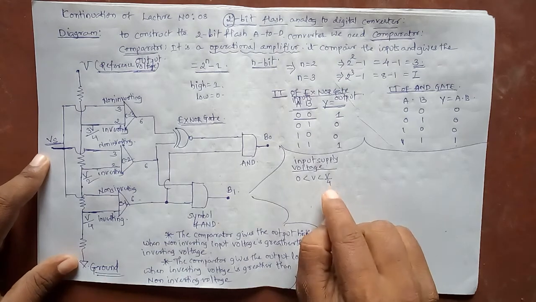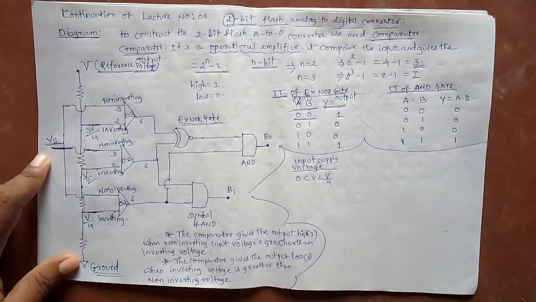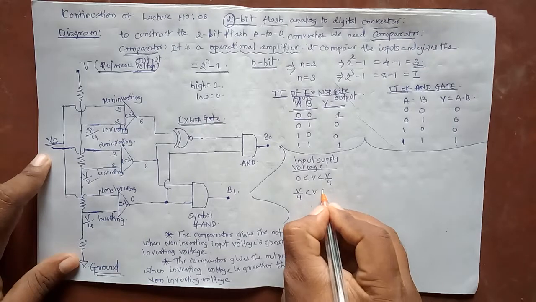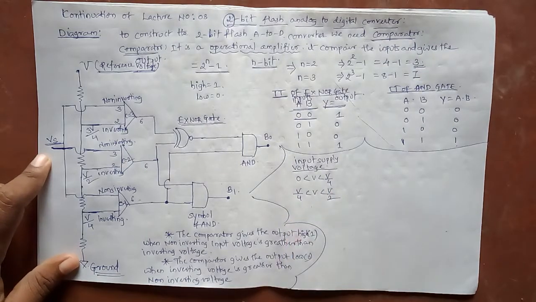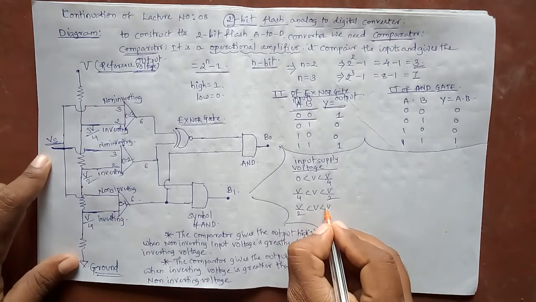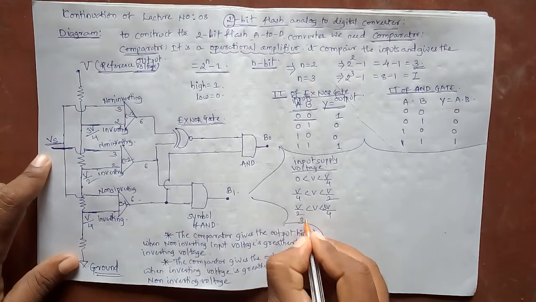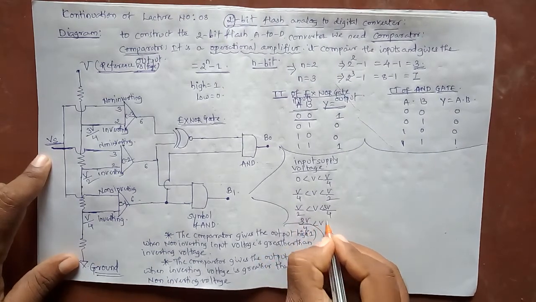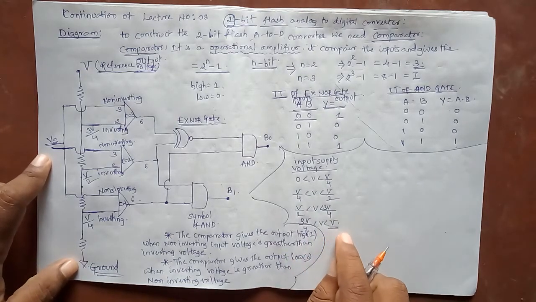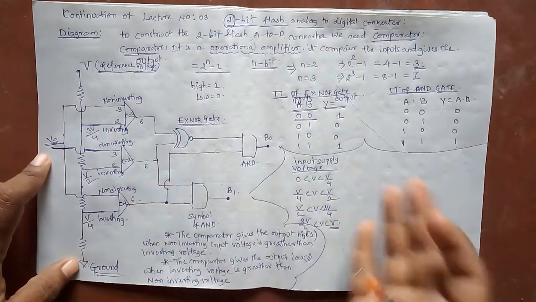Remember that thing, it is not equal to V/4. It is 0 to less than V/4. And in the second case, V/4 to less than V/2. In the third case, V/2 to less than 3V/4. And finally, supply voltage is 3V/4 to V. It is not exactly equal to V, it is less than V. Okay, these are the 4 different cases to supply the input voltage.